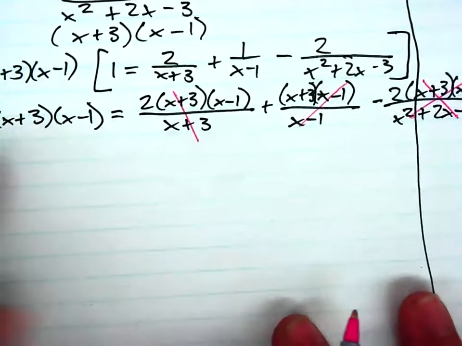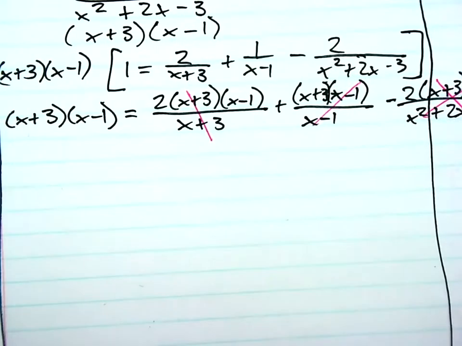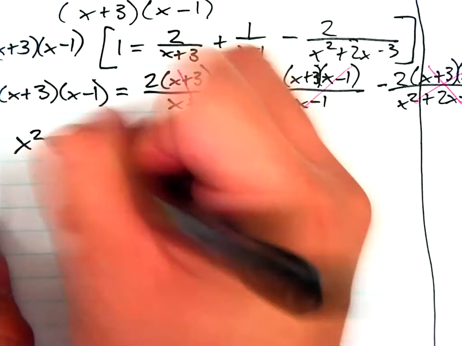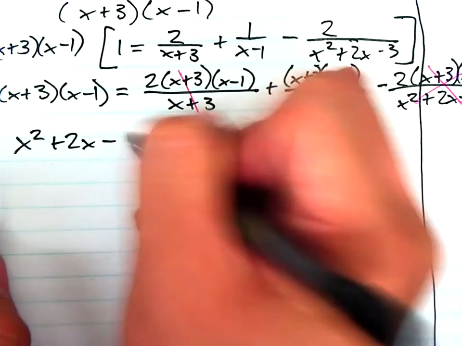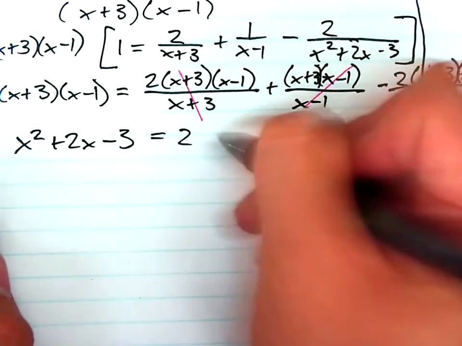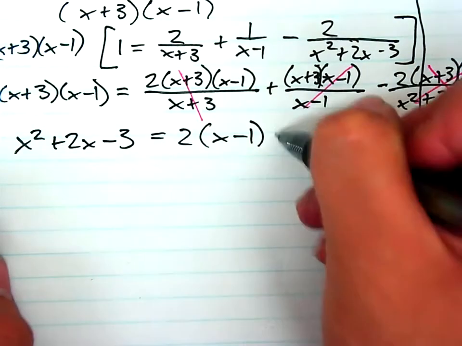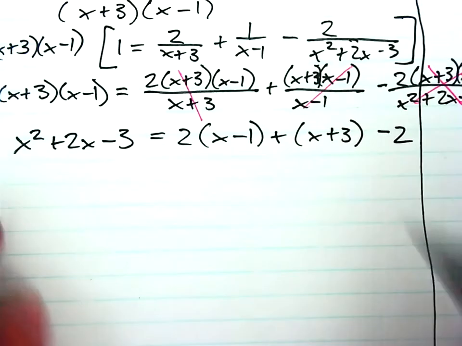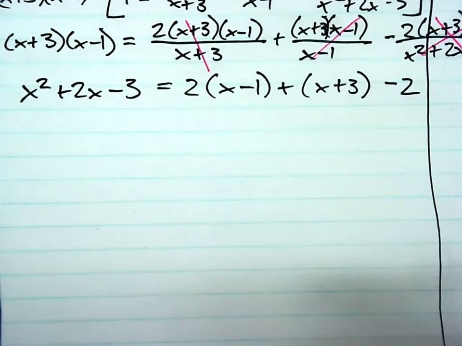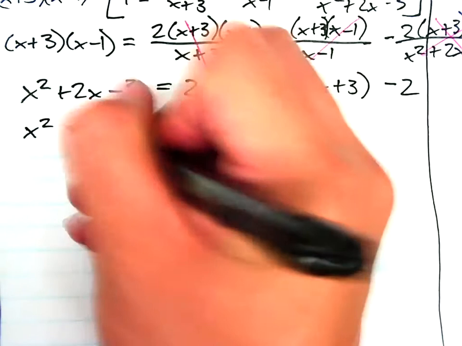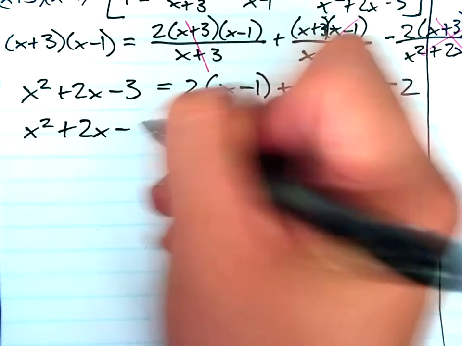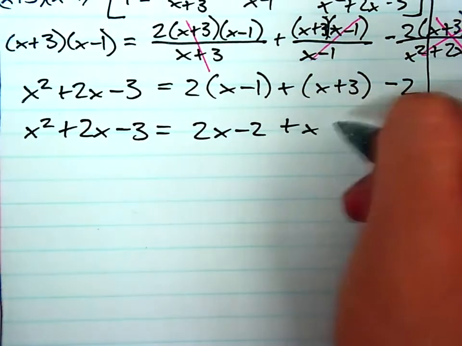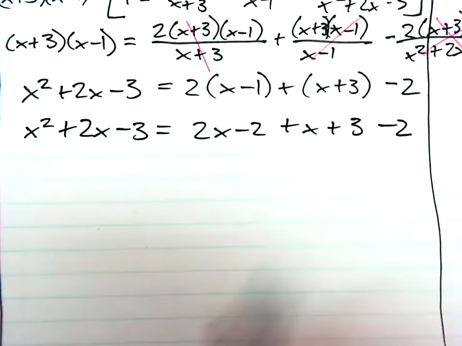Over here, I'm going to go ahead and multiply out and expand these two binomials. So I get x squared plus 2x minus 3, just like before. I have 2 times x minus 1 plus x plus 3 minus 2. Okay, now we just have to go ahead and simplify. I'll keep everything over here the same. X squared plus 2x minus 3 equals 2x minus 2 plus x plus 3 minus 2.